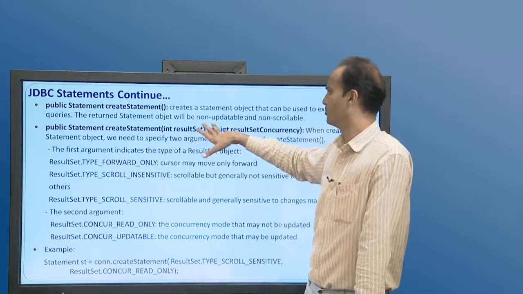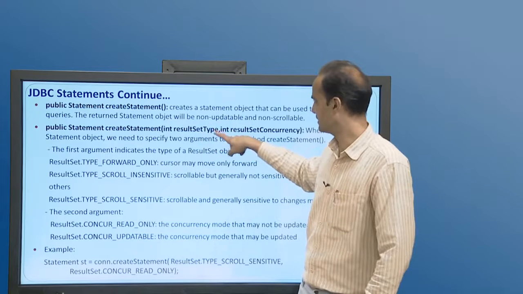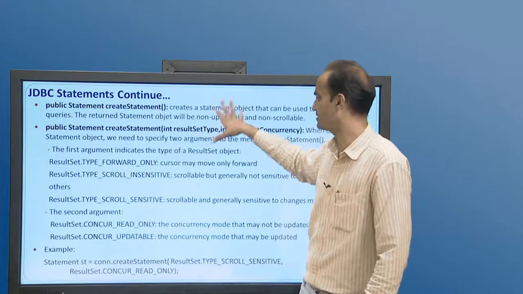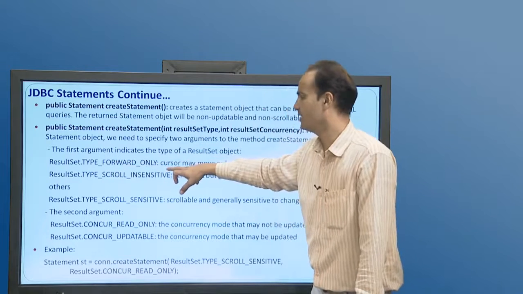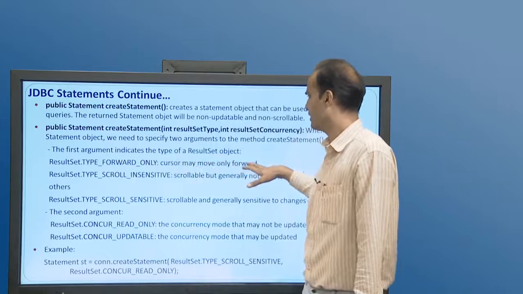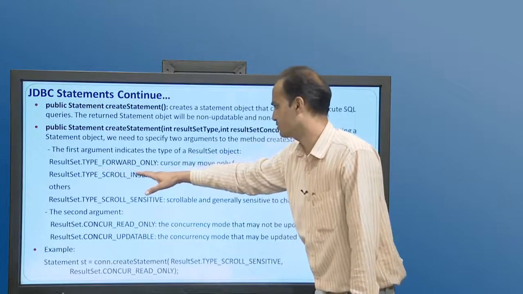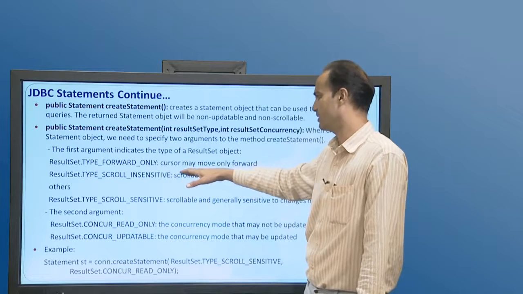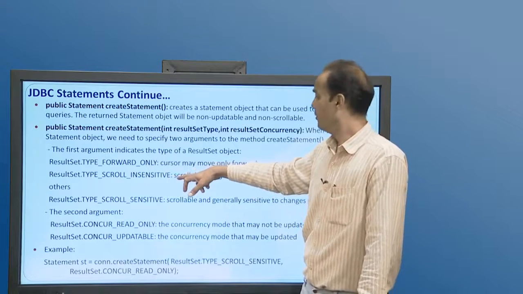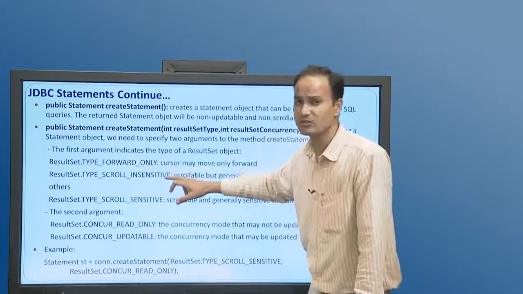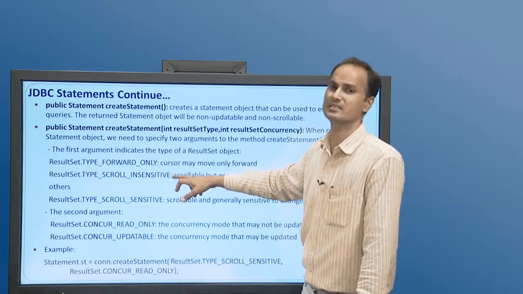Both are constants. One is result set type. In result set type you can pass either ResultSet.TYPE_FORWARD_ONLY, which will just provide a cursor that moves forward only. You can pass ResultSet.TYPE_SCROLL_INSENSITIVE. What does it mean? It indicates that the result set returned will be scrollable, but it is not going to be affected by update queries or update statements, that is, it will be insensitive.